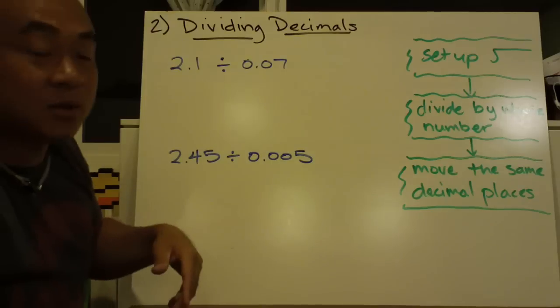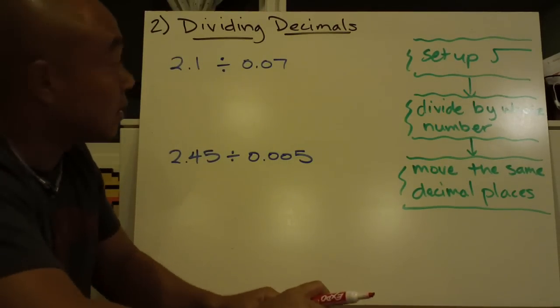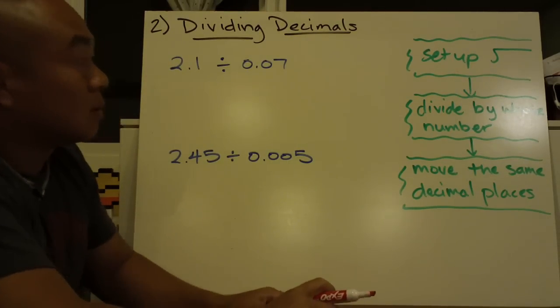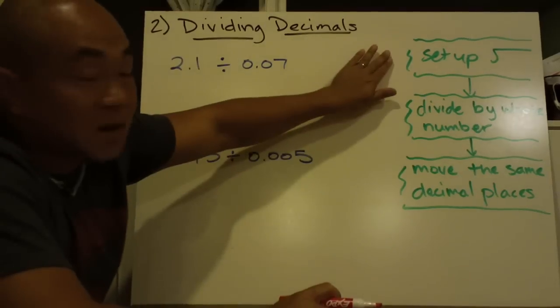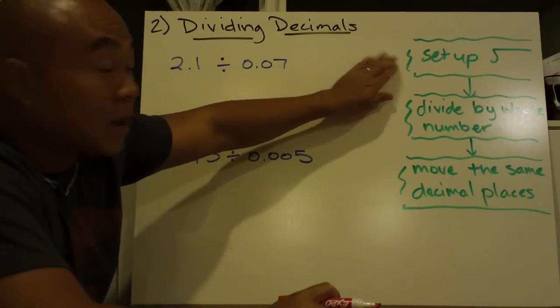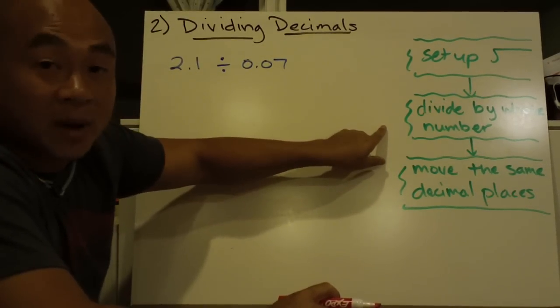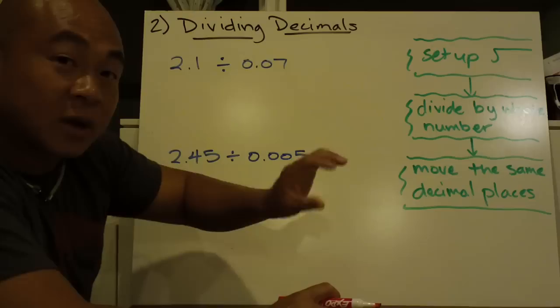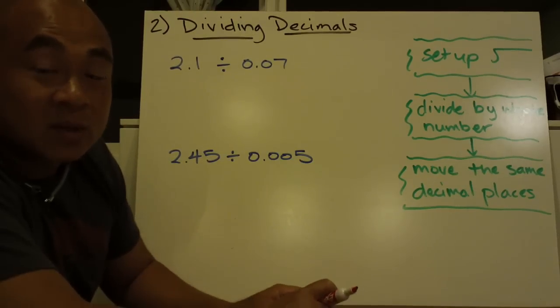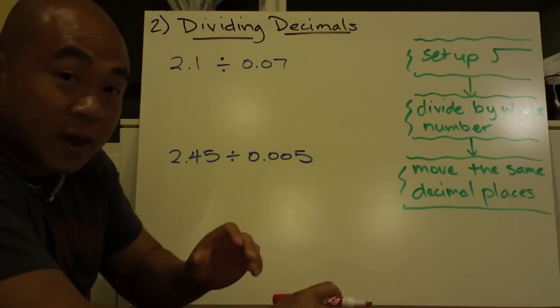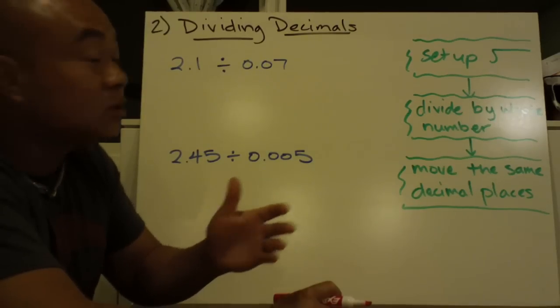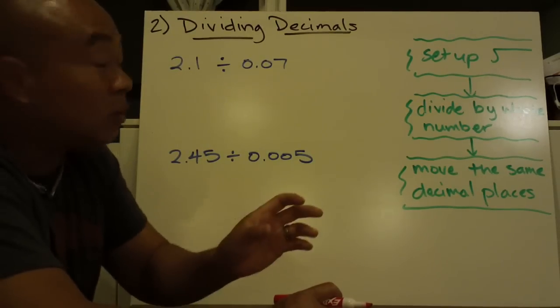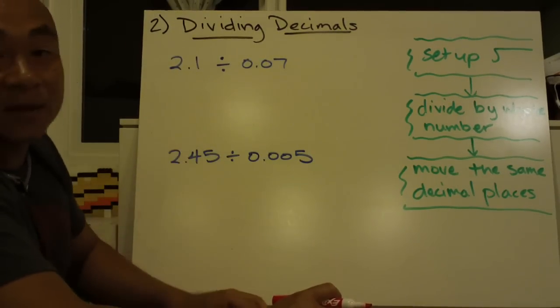Okay, now division is a whole different type of thing. We're going to, number one, set it up in a long division format. Then we're going to divide by a whole number. And that part, you're going to have to do a little bit of moving of those decimal places in order for that decimal to be a whole number. So here, let's go ahead and reset this up.